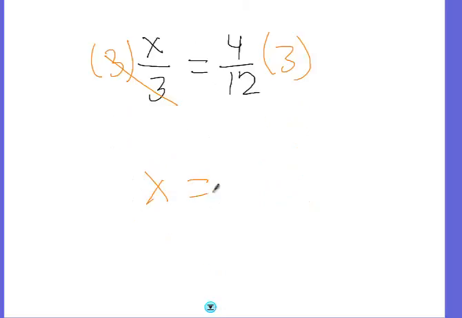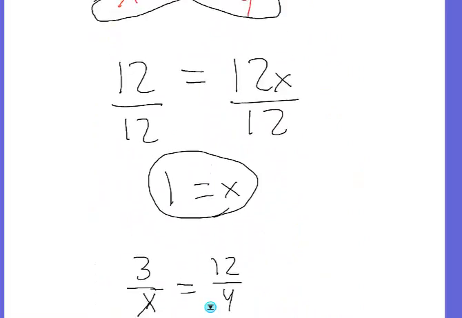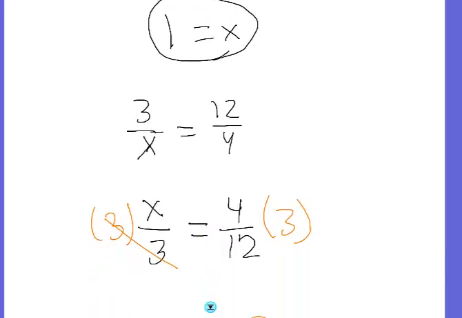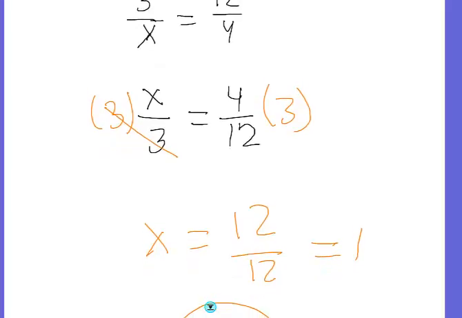So you get x equals 4 times 3 is 12. 12 over 12 is equal to 1. And x is equal to 1. Okay? Again, same answer we found here, doing cross multiplication. Cross multiply and divide is the exact same thing we did here.